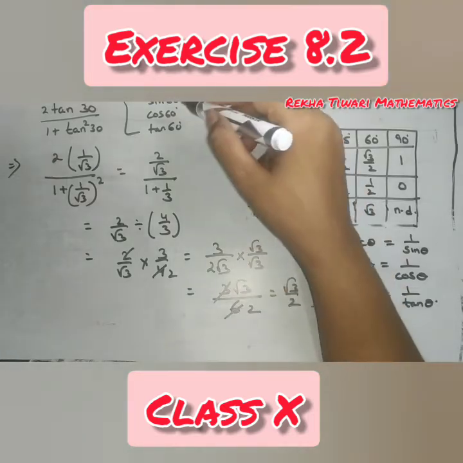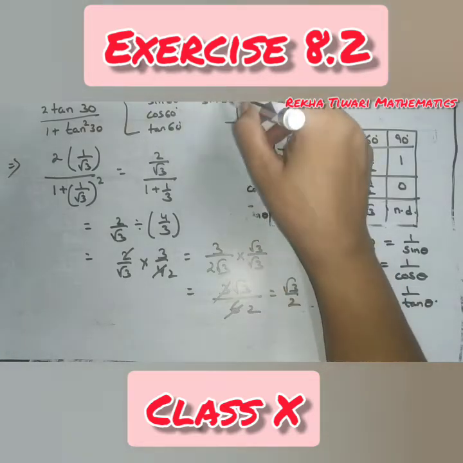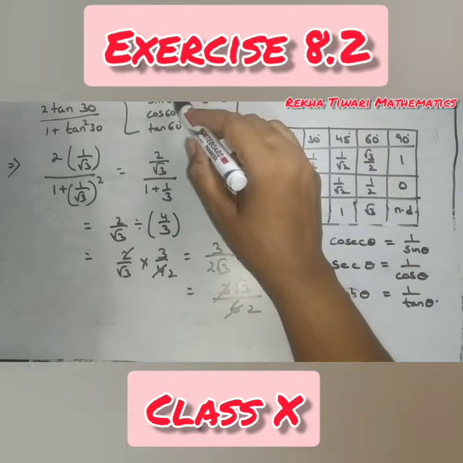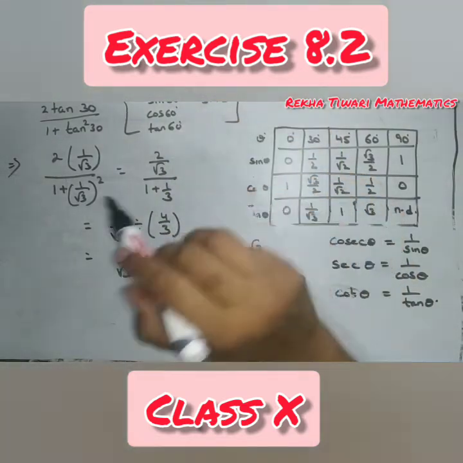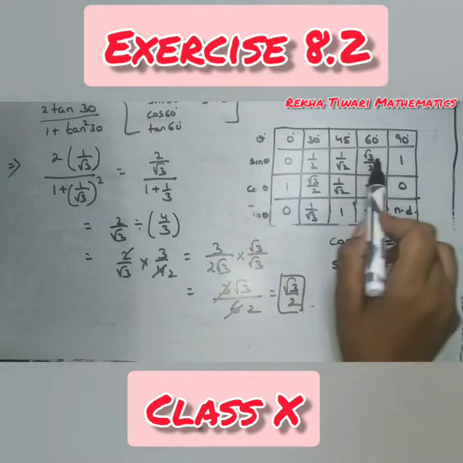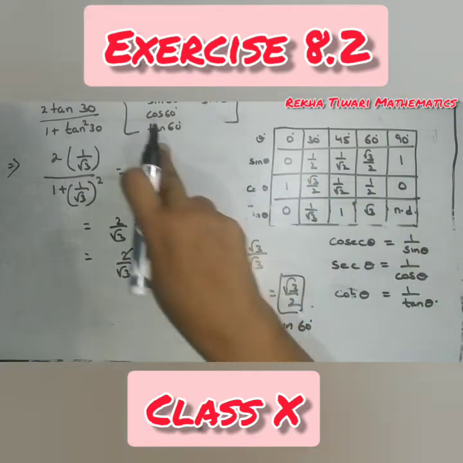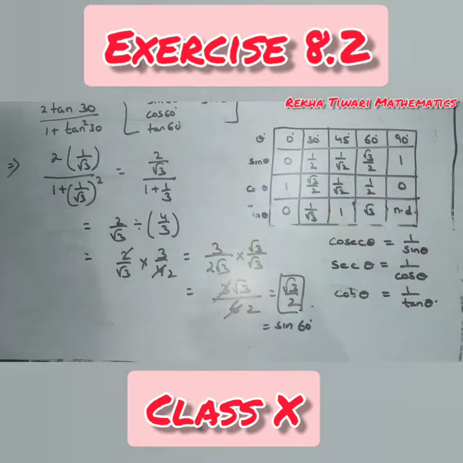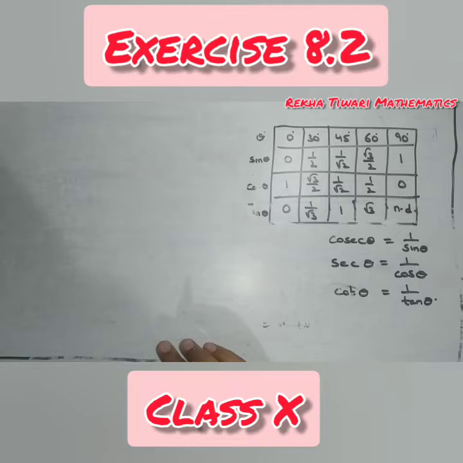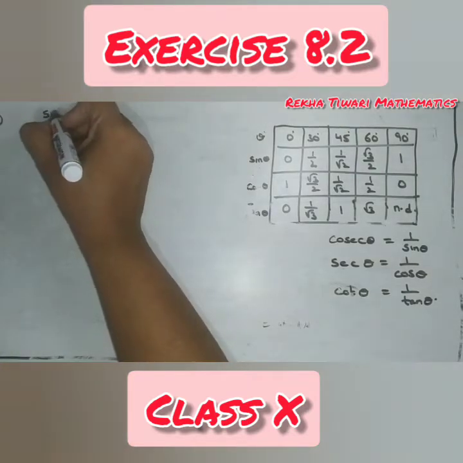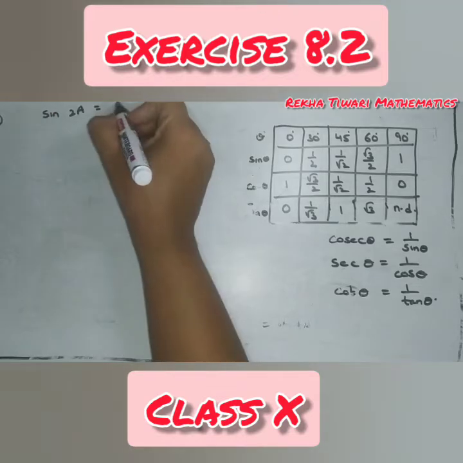Now the options are given as sin 60, cos 60, tan 60, sin 30. You have to check that root 3 by 2 is the value of which ratio. See, it is the value of sin 60. So the first option is right, which is equal to sin 60. Because cos 60 is 1 by 2, tan 60 is root 3, and sin 30 is 1 by 2. Other options are wrong. Do the second part yourself. Move to the third part. Third part is sin 2a is equal to 2 sin a.